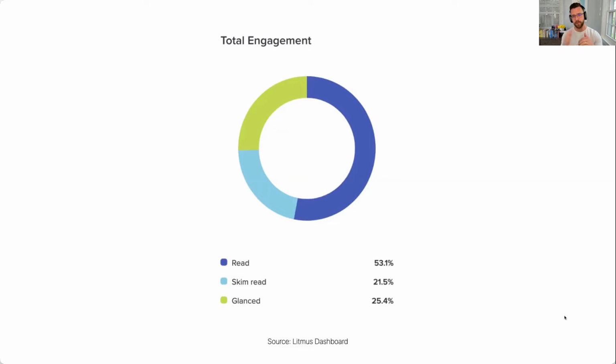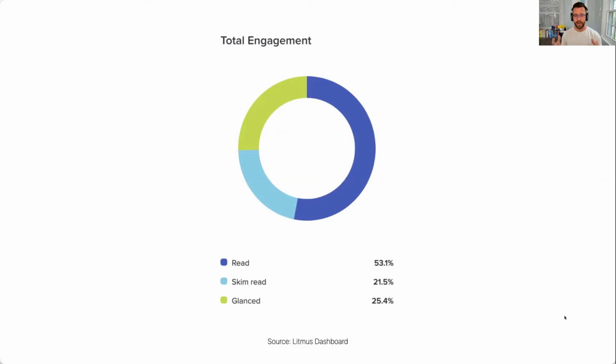Read we know is that 8+ seconds threshold. Skim read is that 2 to 8 seconds, and anything under that threshold is glanced. Now, which of these buckets do we need to care about? It really comes down to two things for us as business owners or marketers. Okay, number one, how much content is in this campaign that we're sending?